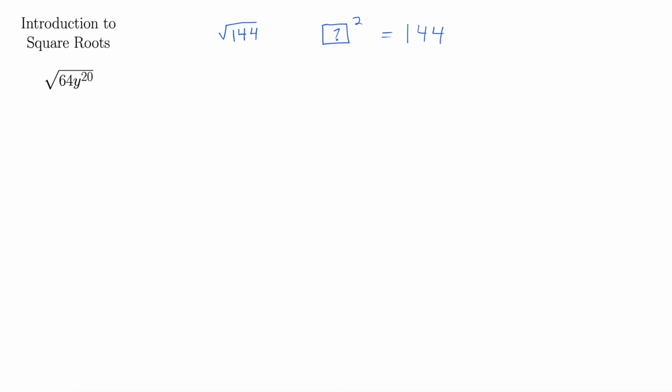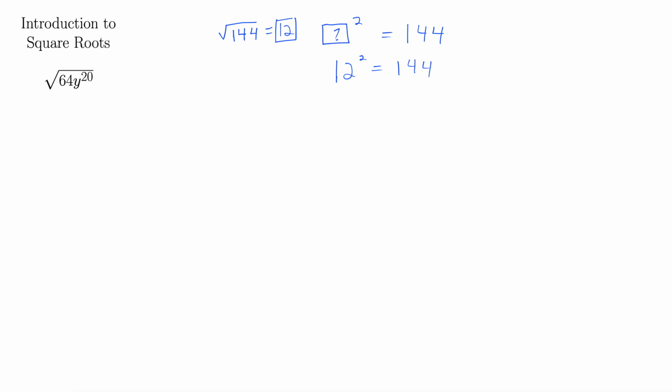Well, hopefully we know our squares well enough to know that it's actually 12 squared that equals 144. So then going backwards from 144, think of it as a backward square. The square root of 144 is 12. There we go. So it's like squaring, but it's going in the backwards direction.